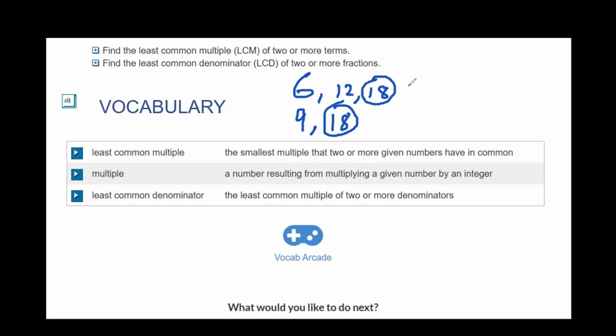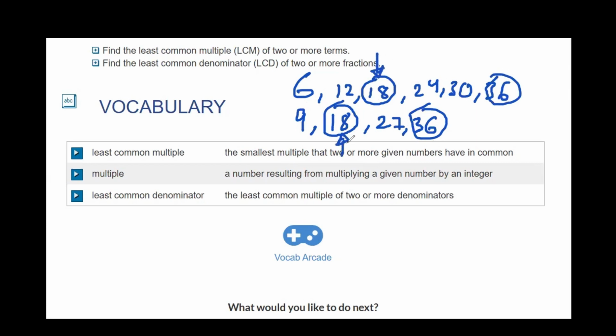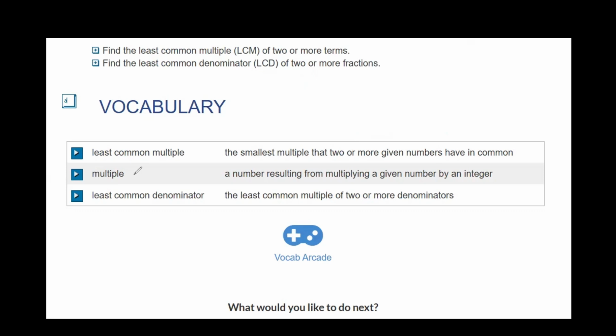We can find another common multiple, like after 18, we have 36. This is a common multiple, but it is not the least. This is the least common multiple. You understand? Okay. Read next. Multiple: a number resulting from multiplying a given number by an integer. Least common denominator: the least common multiple of two or more denominators.